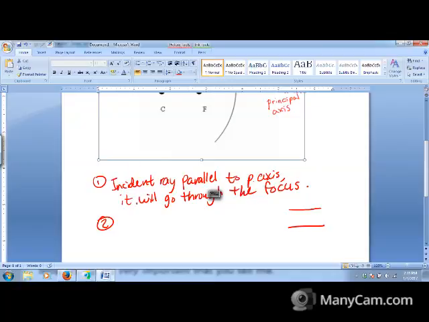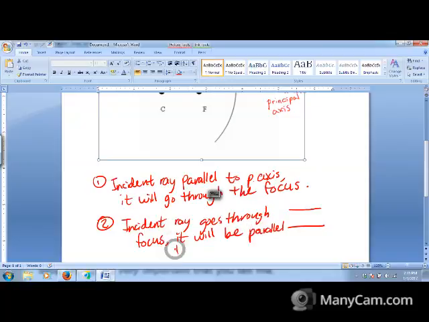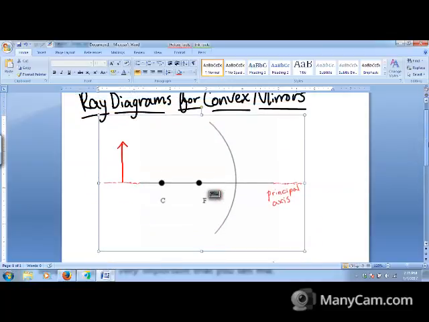Number 2, if an incident ray goes through the focus, then it's going to come out parallel to the principal axis. Probably harder said than done, honestly. So for this example right here, all we need, okay, light is from some source in the room and it is hitting this arrow at every single possible imaginable direction. And we're only going to focus on 2 possible incident angles or incident rays.